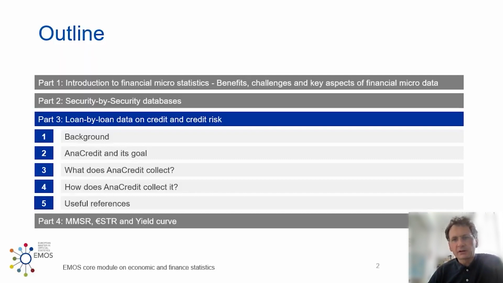I suggest that we could start our walk with a brief outline. As always, it's good to recall what we have learned so far in the subject of microdata, and I specifically refer here to the introduction to financial microstatistics, where my colleague Nicholas Grieshaber talked about benefits, challenges, and key aspects of financial microdata. With this background in mind, I will then try briefly summarizing what AnaCredit is. Thereafter, by focusing on which information AnaCredit actually collects and how it's been collecting it, I'm going to talk about the main features of AnaCredit in more detail. Finally, I would also like to share with you a number of references which you might want to check out in order to learn more about AnaCredit.